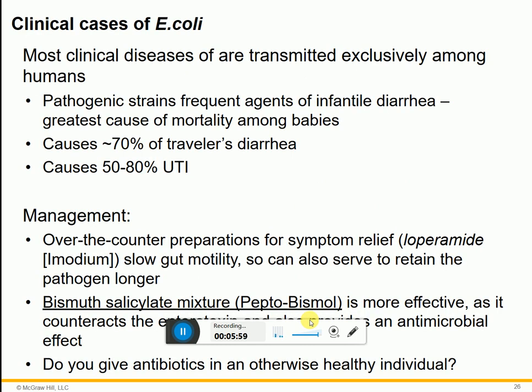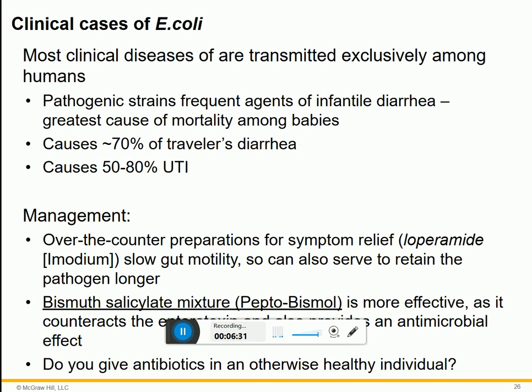Okay, so some clinical cases of E. coli. E. coli is almost always transmitted among humans. Pathogenic strains are a very common reason for diarrhea in infants, and it could cause mortality among these babies. We see that E. coli is the most common cause of travelers' diarrhea, meaning going to areas where E. coli is endemic, they develop diarrhea.